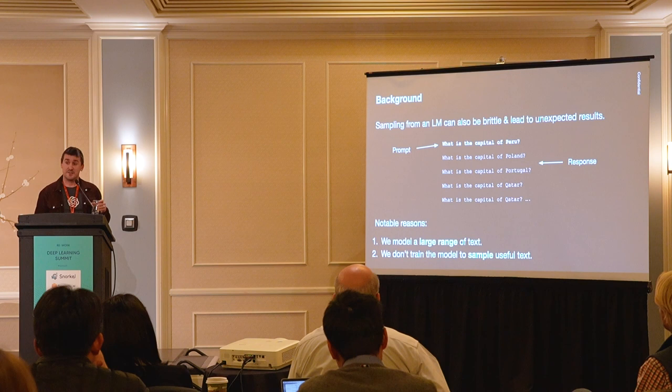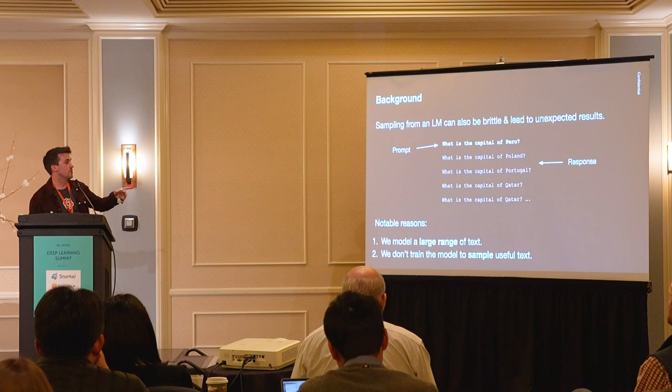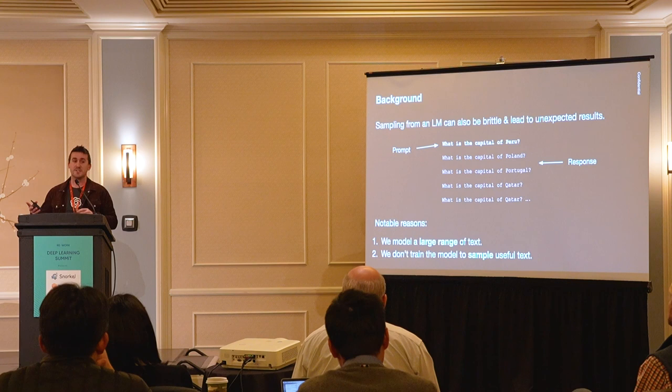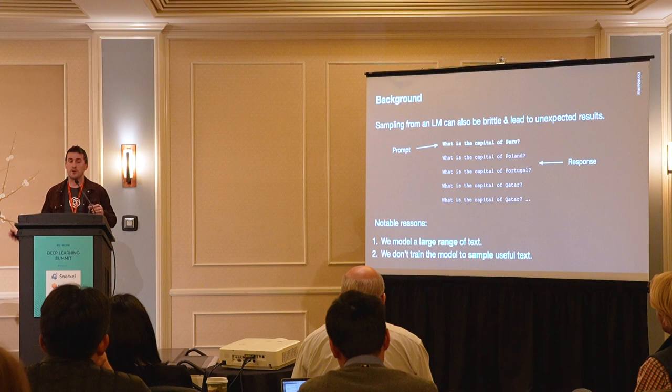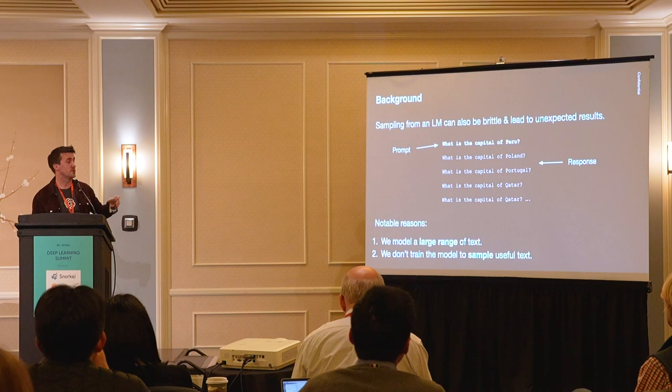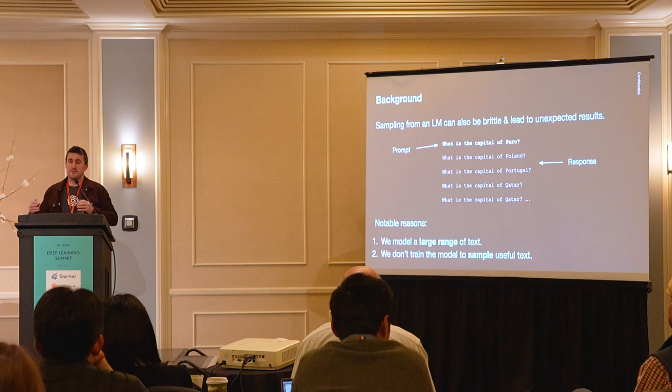Now I want to go back to the background. One reason is, I'll actually start with notable reason number two. One reason is we don't train the model to sample during training time. It's just measuring the probabilities of text, and then we roll the dice on that. Because it's not trained to necessarily sample coherently, I think we can find lots of artifacts during this sampling process. So we can see things like repetition, which might look a bit strange. But the other one this example really highlights is that this language model is trying to encapsulate a very broad probability distribution of all types of text.